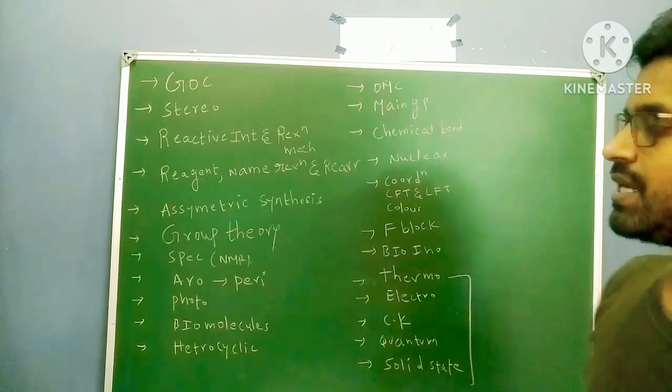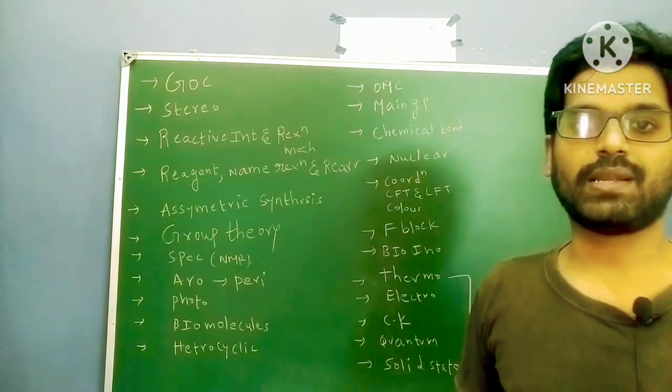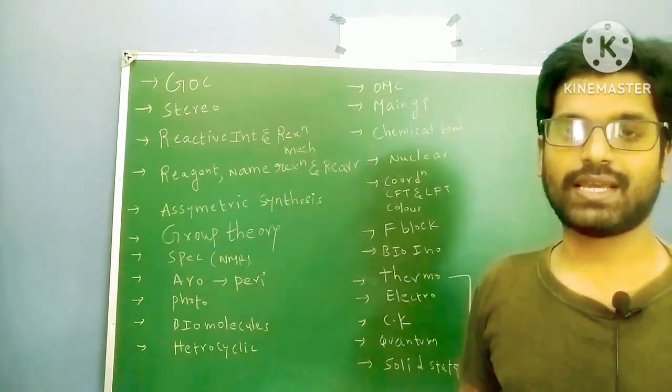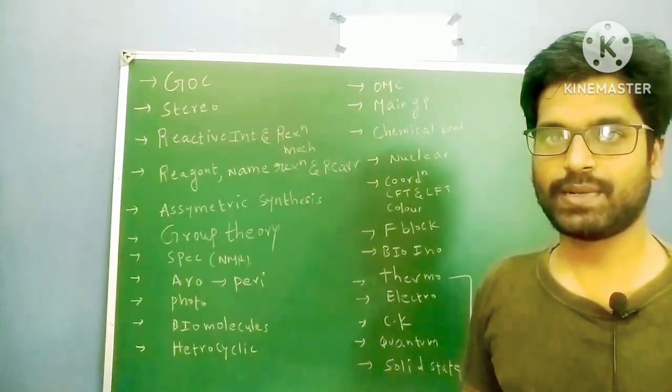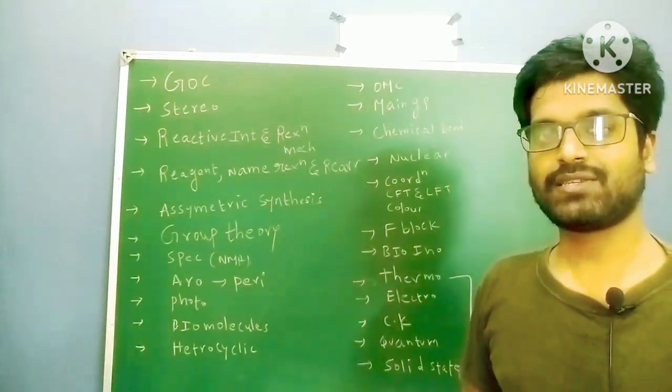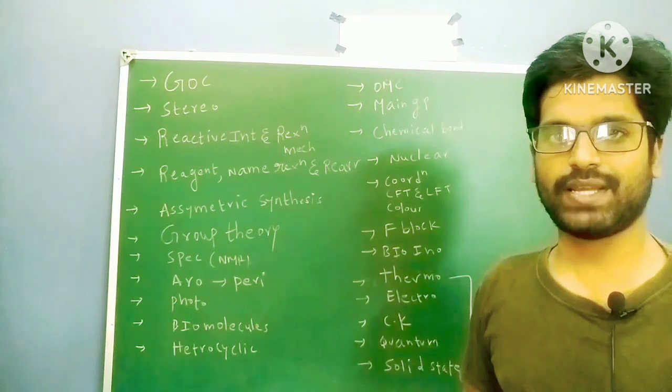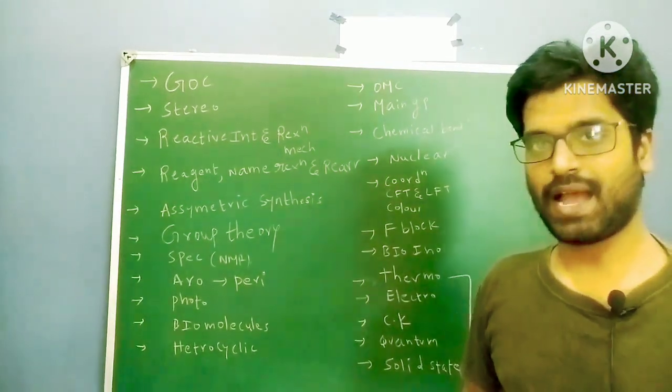Next, chemical bond. In chemical bond, valence shell electron pair repulsion theory is very important. Just focus on magnetic moment, hybridization, and valence shell electron pair repulsion theory. These 3 are very important. Drago's rule, have a look.